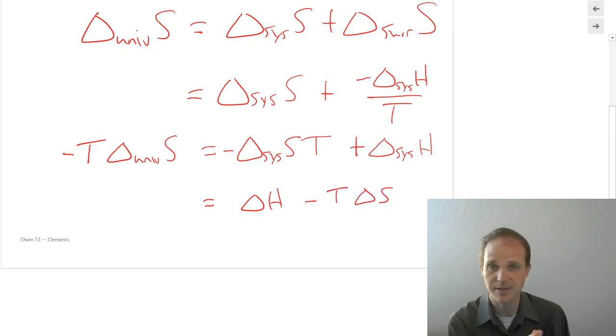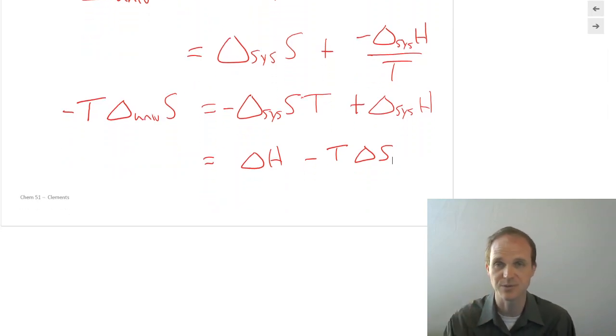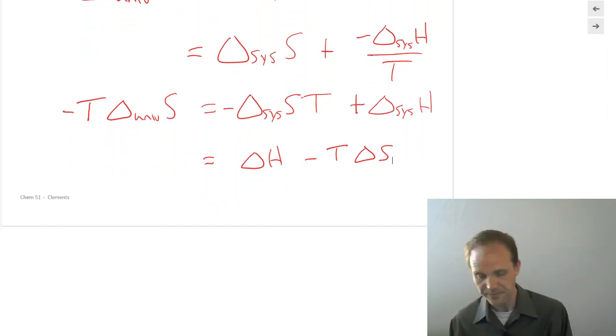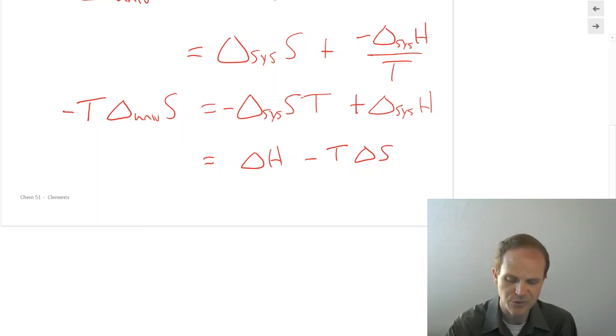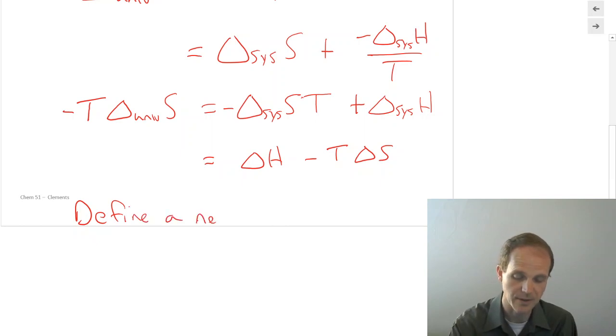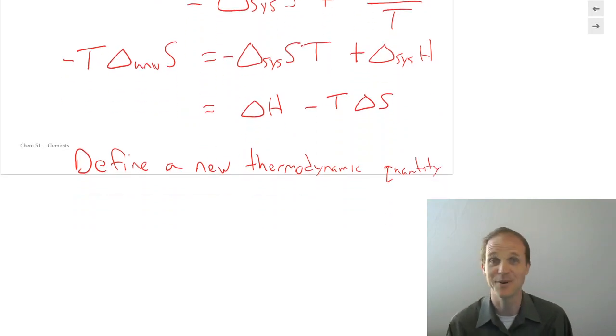I'm going to take off my little subscripts now, but it means the same thing, right? Delta H and delta H of the system mean the same. Delta S and delta S of the system mean the same thing, because without the subscript, we assume we're talking about the system. Now, I'm going to do something that doesn't sound like it makes a lot of sense, but I'm going to define a new thermodynamic quantity. Right, can you just do that? The answer is yes. They do it all the time.